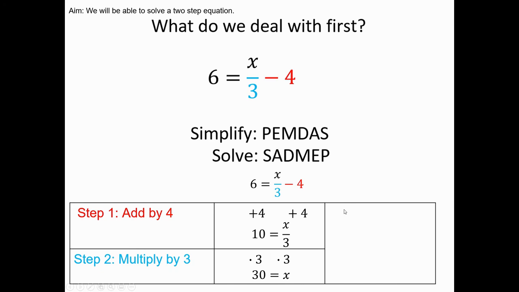And that's our answer. And you're probably thinking, is my answer right or wrong? Remember, we can check our work. So let's check our work. Here's the original equation, 6 equals x over 3 minus 4. And all I'm going to do is take this 30 equals x and replace this x with a 30. All right, so what's 30 divided by 3? That's going to be 10. Now, is 6 equal to 10 minus 4? Well, 10 minus 4 is 6. That looks good, and we're absolutely done.